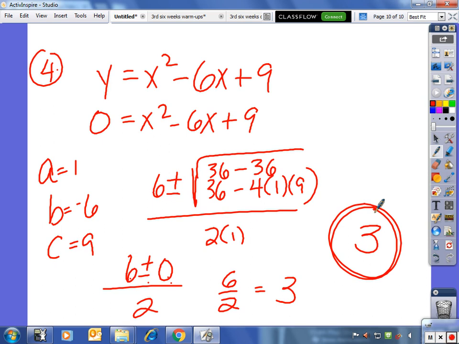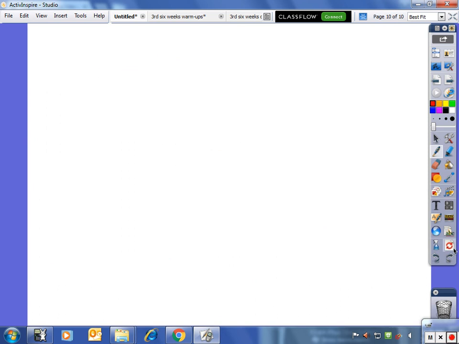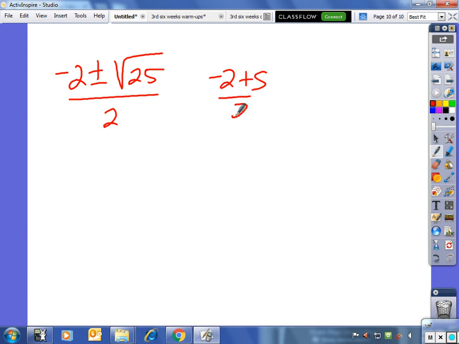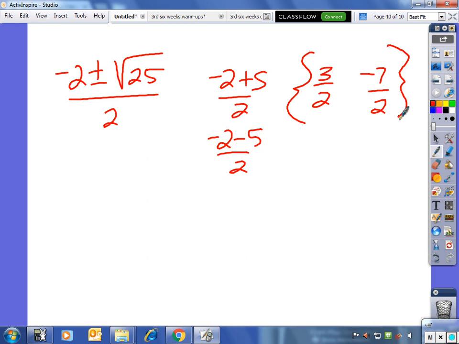Does that make sense? Okay, so real quickly, let's just review. I want to show you the different possible ways your answer might look. Let's say I had -2 plus or minus the square root of 25 divided by 2. Can you keep going on that? Absolutely, because what is the square root of 25? 5. So I better see -2 plus 5 over 2, which is 3/2, and I better see -2 minus 5 over 2, which is -7/2. That's how you would write an answer for that kind of problem.